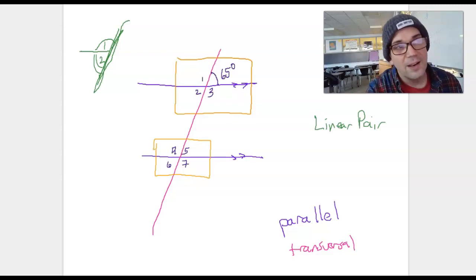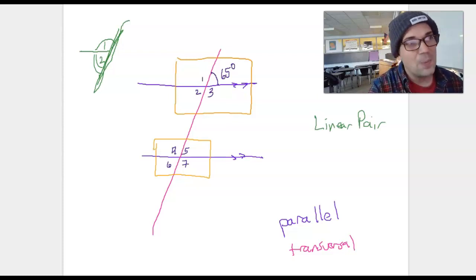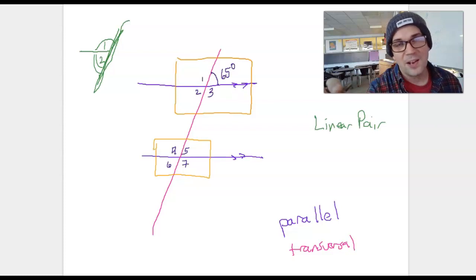2 and 3 are considered linear pairs. So whatever. 4 and 5 are linear pairs. Maybe think of another set of linear pairs for a moment.